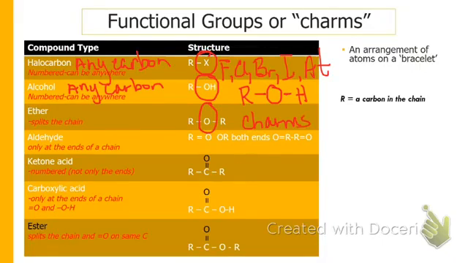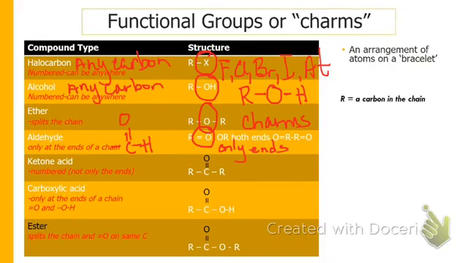Aldehyde has a double bonded O attached to carbon, and it only occurs on the ends. So you have a carbon, double bond to O, attached to the rest of the chain, and then there is only one thing left that can go there, a hydrogen.